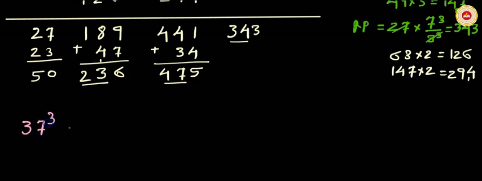37 cubed is 50. Write 50. Write 6. Don't consider 23. We have already passed this 23. So write 6. Write 5. Okay, don't consider this 47. We have passed it. Now the right part, don't consider 34. We have passed it. So write 3 only. So the answer is 50653. 50,653. This is our answer, friends.